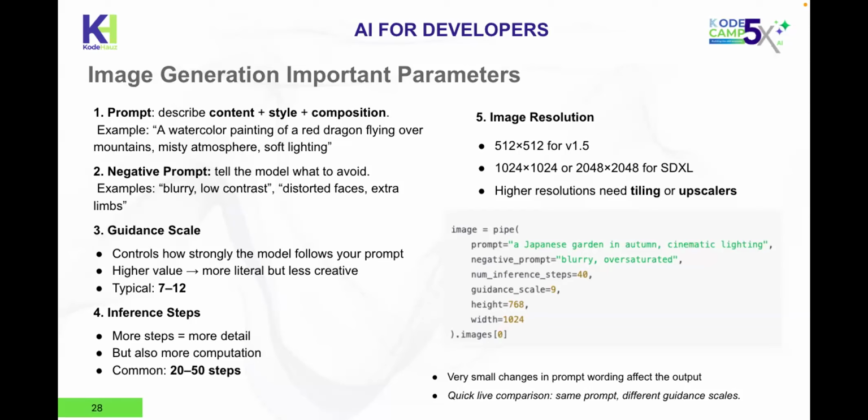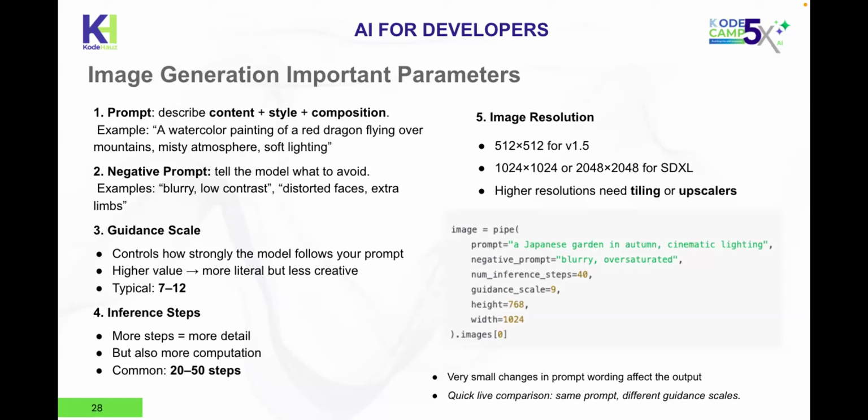Then we have what we call a guidance scale, right? A guidance scale controls how strongly the model follows your prompt. So a higher value of guidance scale means it should follow your prompt more literally, more or less exact, right? But it should be less creative. That's a higher value. But a lower value means it should be more creative and can interpret your prompt in other ways, right? It doesn't need to be exact, literal interpretations.